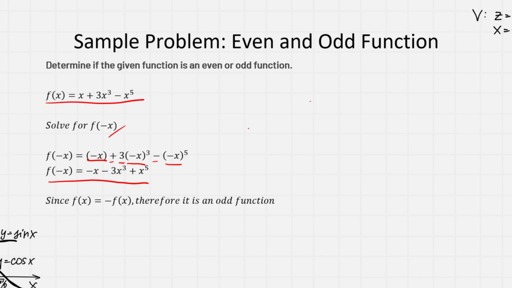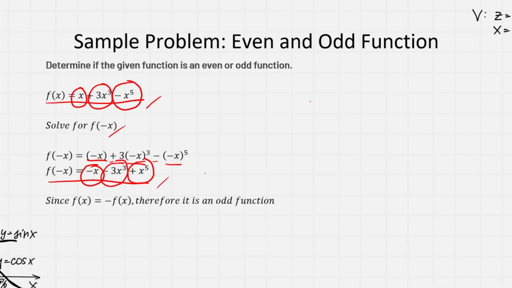And as you can see here, okay, it is somehow similar with our original or given equation, but each term changes its sign. So we have positive x here, and in this part we have negative x. We have positive 3x cubed here, and then in this term we have negative 3x cubed. We have negative x to the fifth, and we have here positive x to the fifth.